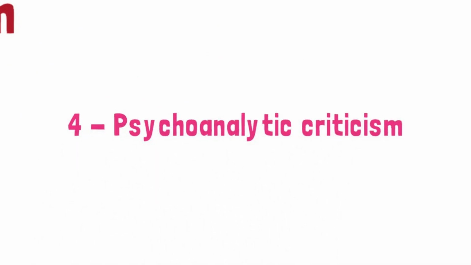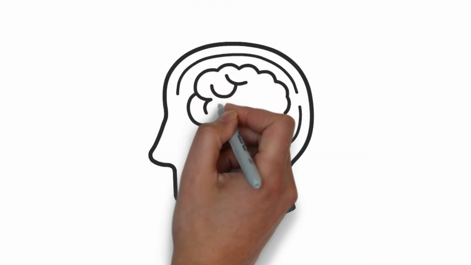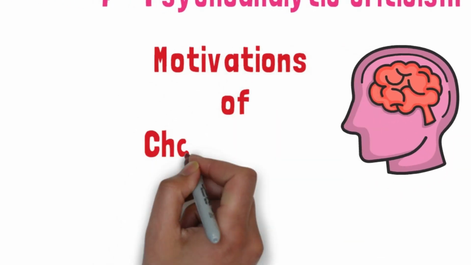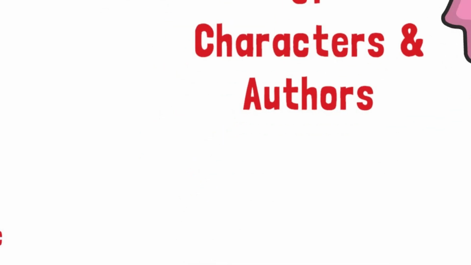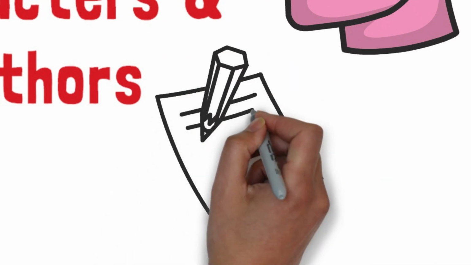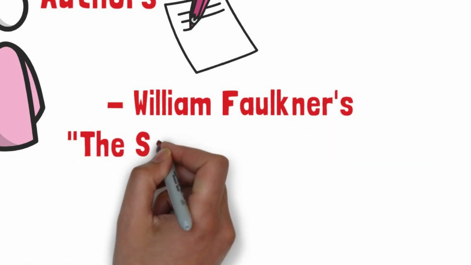Number four is psychoanalytic criticism. This approach examines the psychological motivations of characters and authors in a literary work. For example, analyzing the Freudian concepts of the unconscious and repression in William Faulkner's The Sound and the Fury.